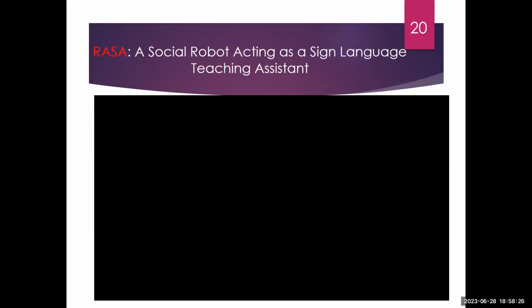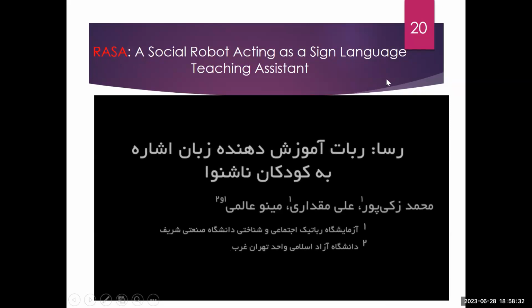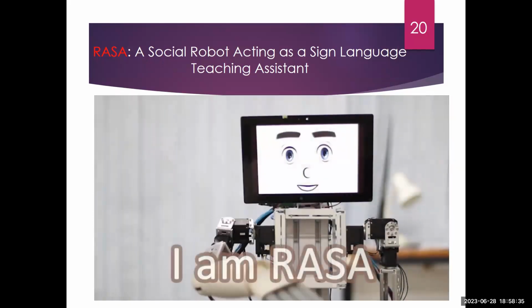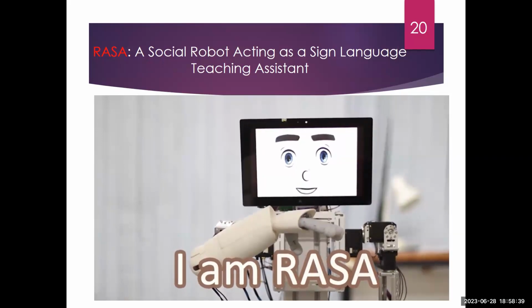The next robot is the Rasa robot. The Rasa robot has been designed and developed at Sharif University of Technology to interact via Iranian Sign Language with children with hearing problems.